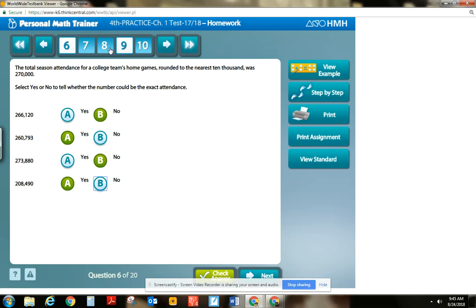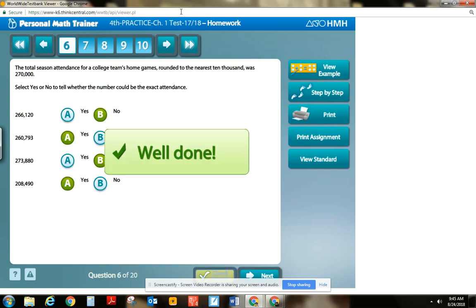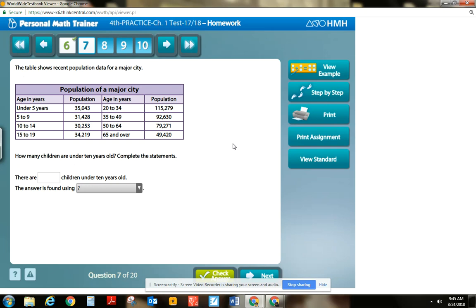Next question, number 7. Here we go. Well, let's see. Let's make sure we got it right. Yay! All right, number 7. Here's another table. Man, there's a lot of tables in math. So this table shows the recent population data for a major city.